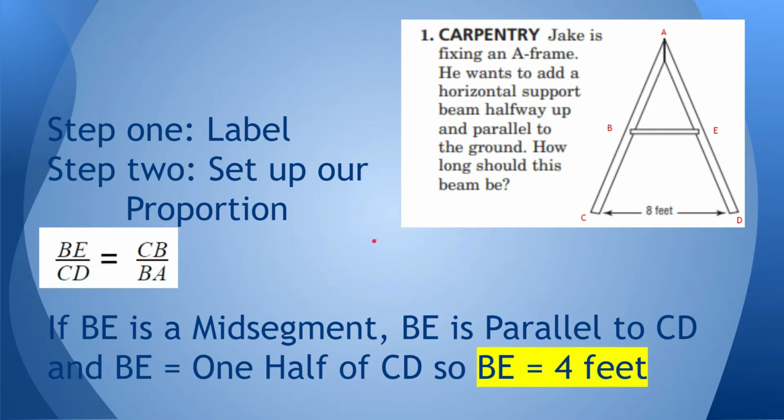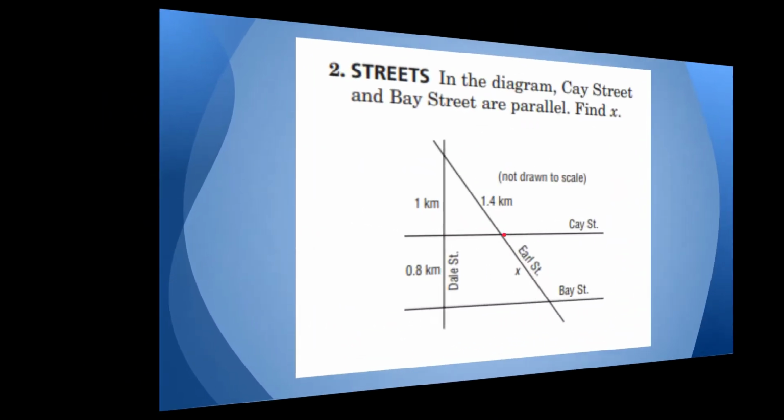So, that's a proportion if we were going to set it up. We don't have any of the figures that we need here, BE being mid-segment, CD being our base, and we could try and use our segments of our A-frame here to figure it out, but because we have this handy-dandy theorem, we don't have to do any more work than to just know that this is going to be half of this down here.